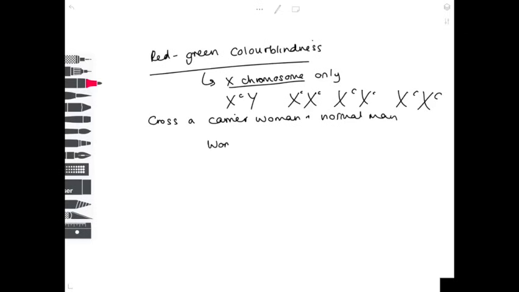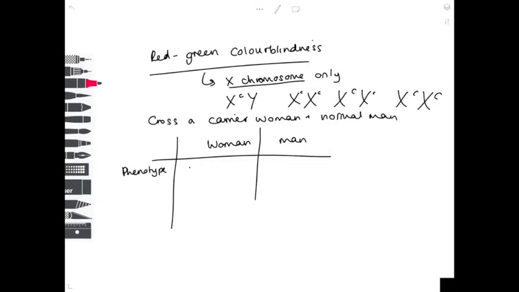So using our normal way of writing out our crosses, we've got a woman and a man. The phenotype first of all, well, we know the woman is a carrier, the man is normal. The genotype, as you look at my crosses up here, she needs to have a small c and a big C in order to be a carrier. And he's normal, which means he must have a big C attached to the X. And remember, the Y chromosome doesn't carry any genes for colour blindness, so we leave that as it is.